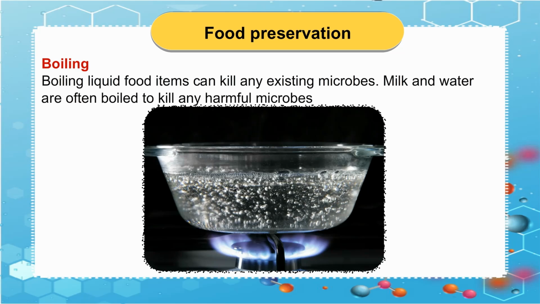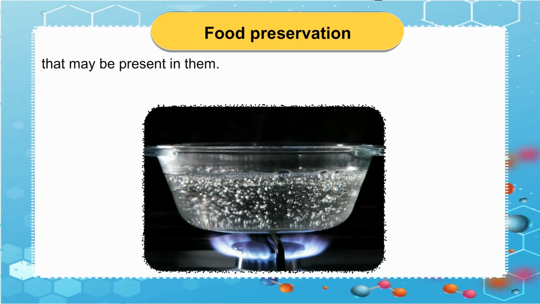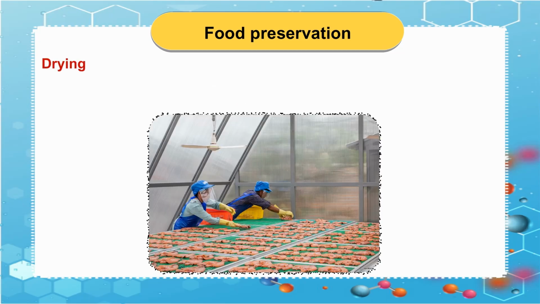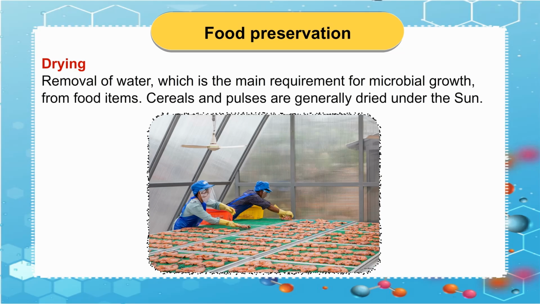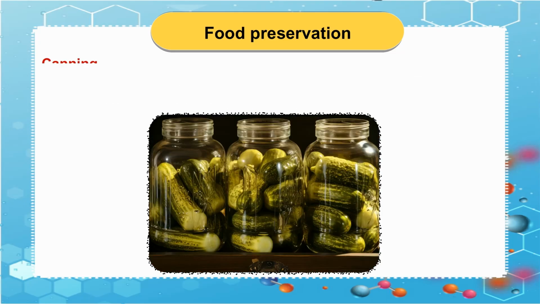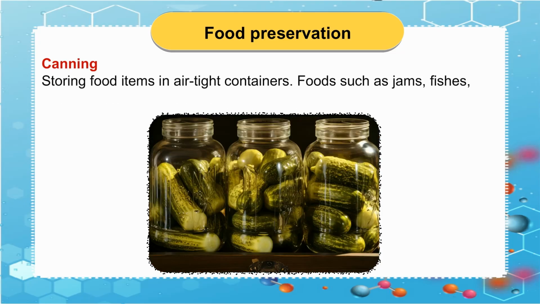Pasteurization. A very common example is preservation of milk. Commercially available milk is heated to a high temperature for about a minute and then cooled and stored at temperatures lower than 10 degrees Celsius. In Indian households, milk is boiled before consumption.